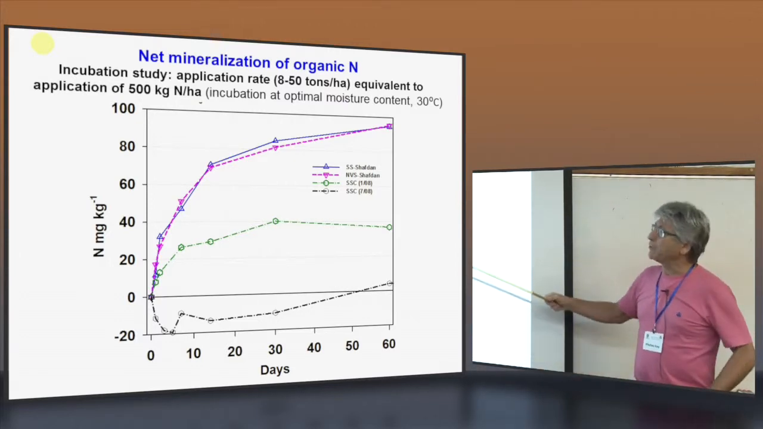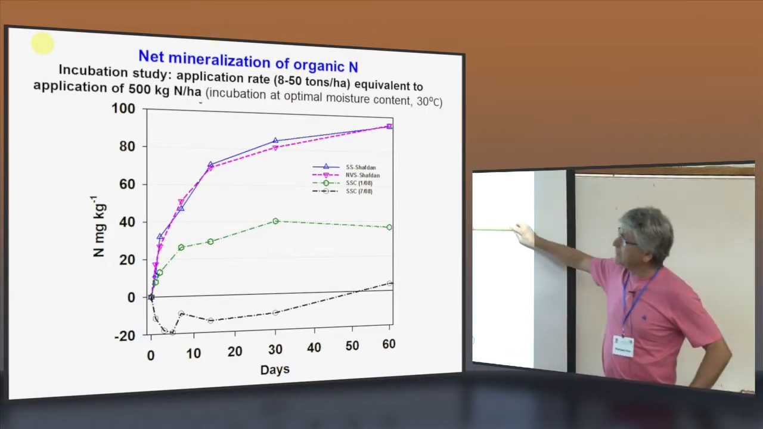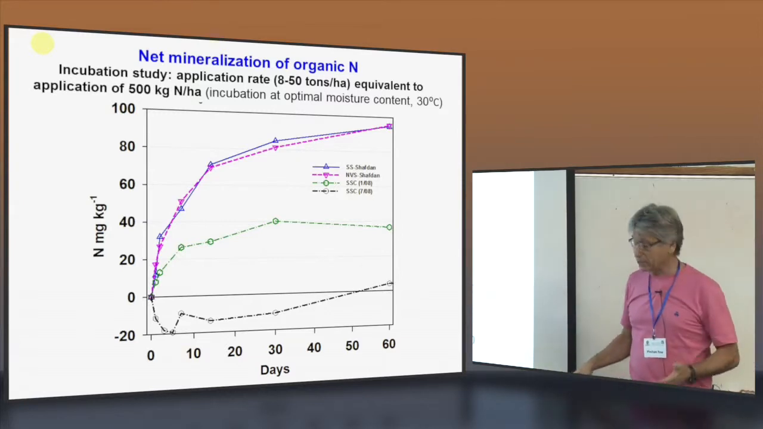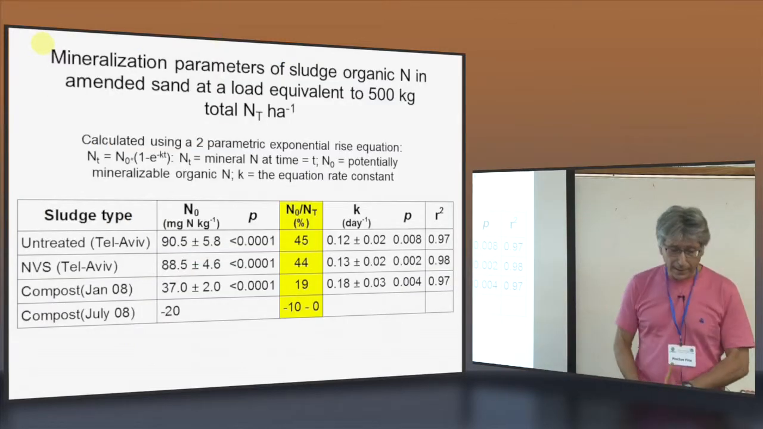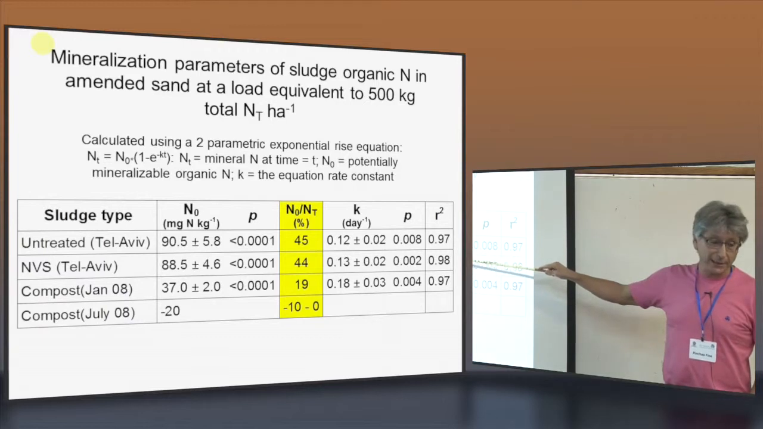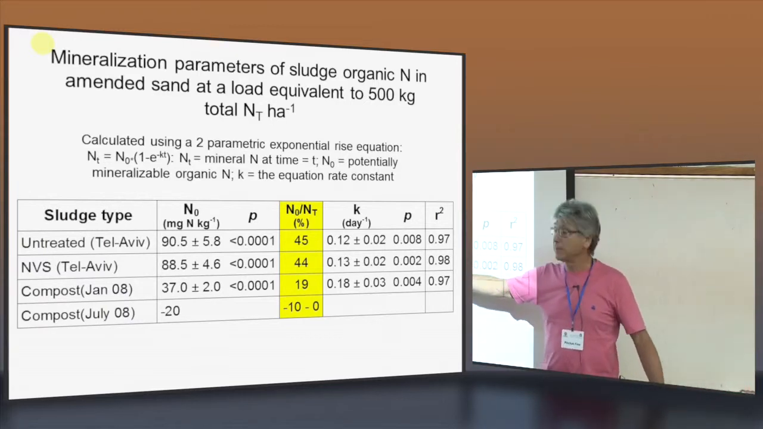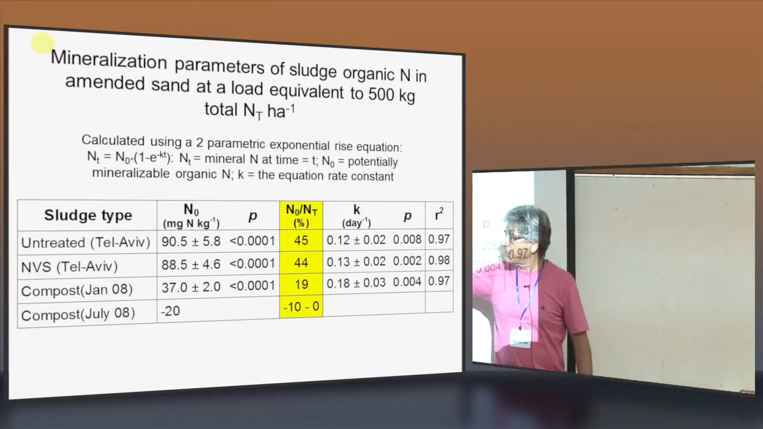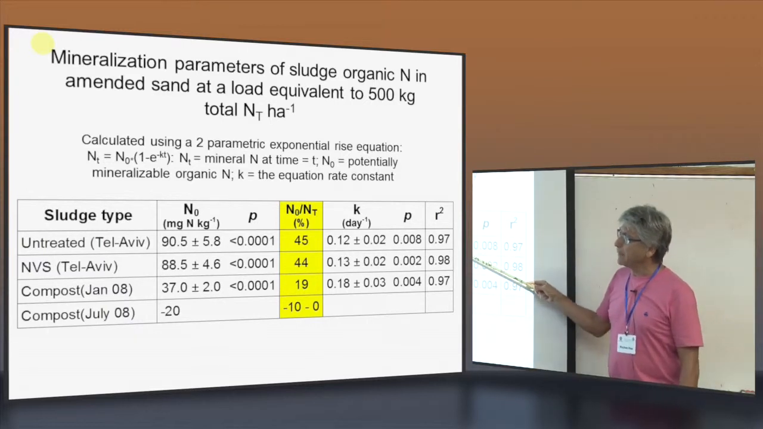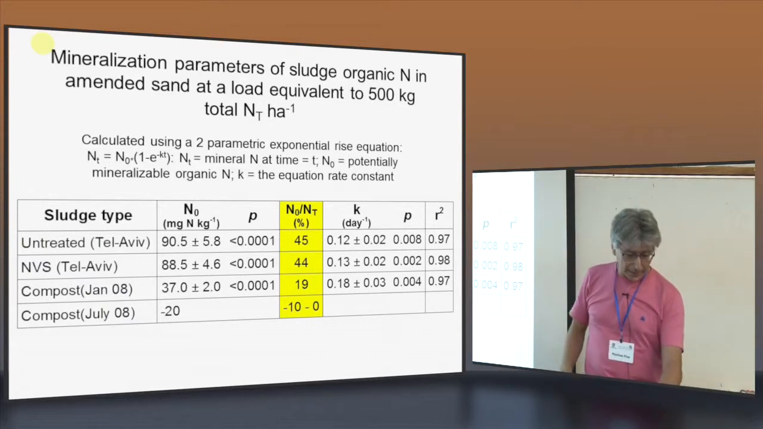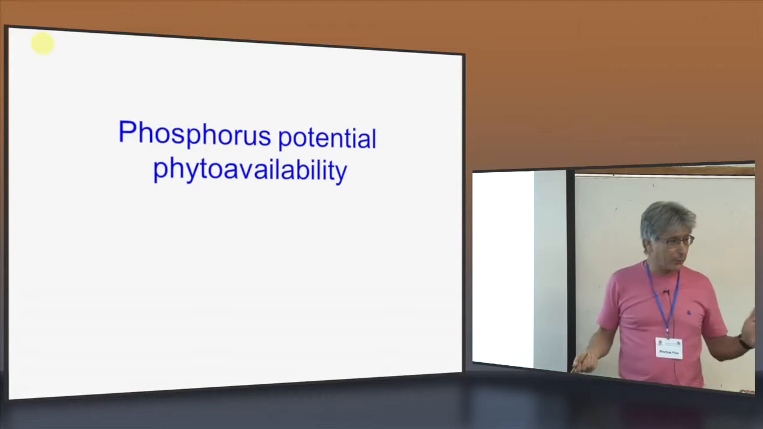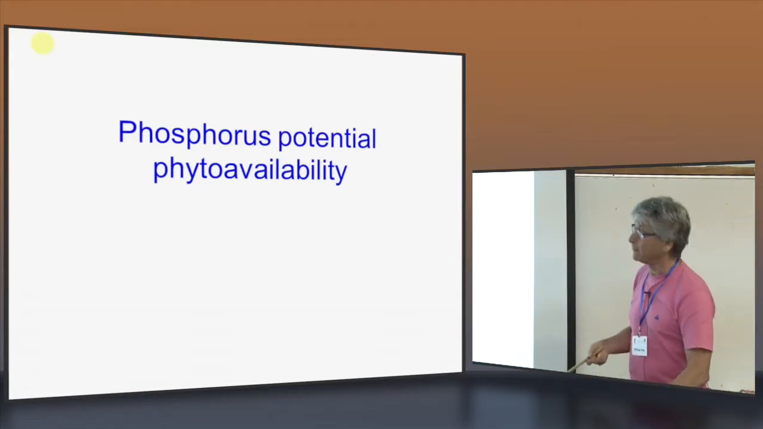While compost, this is the net accumulation of nitrogen, might have some nice accumulation, or in some other cases, they actually eliminate nitrogen from the soil, which is biological immobilization. Giving numbers to that according to known equations, we see approximately 45% mineralization of nitrogen in the untreated or non-stabilized sludge, either treated or not treated. With the compost, we had between 19% mineralization of total nitrogen and zero, or even negative mineralization. This doesn't say anything about what will happen in the field. About that we'll talk tomorrow when we meet in the field and near the field.